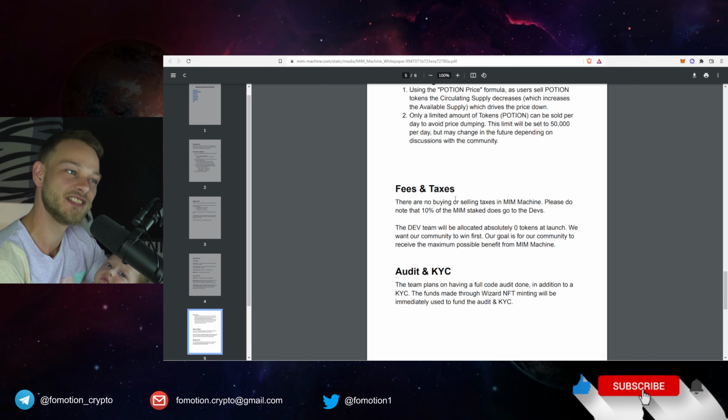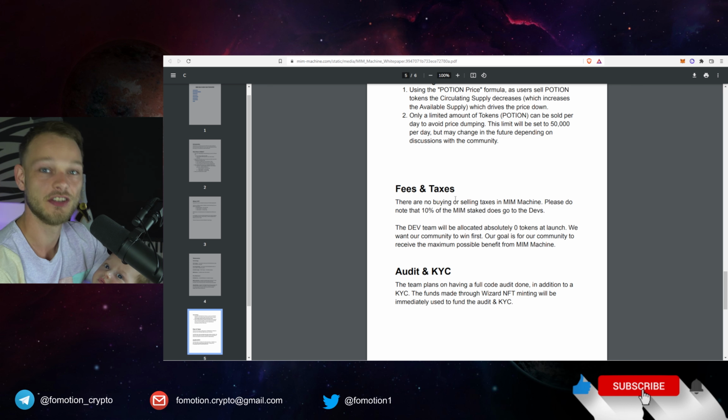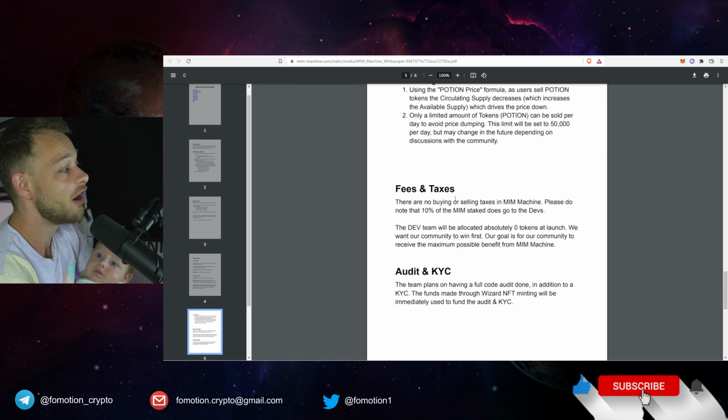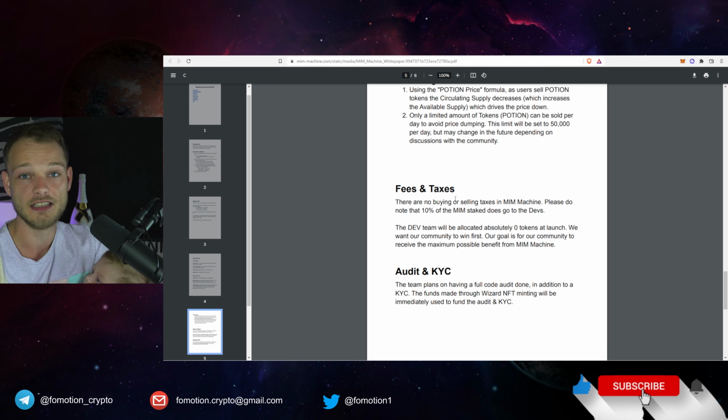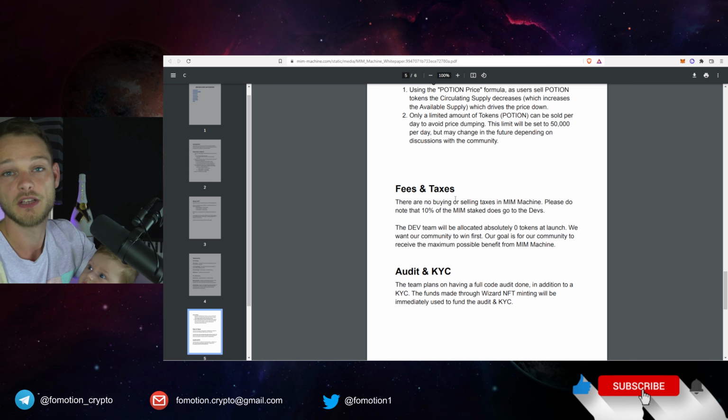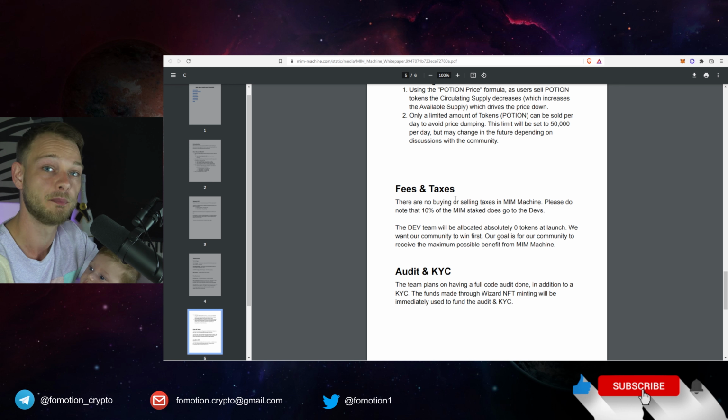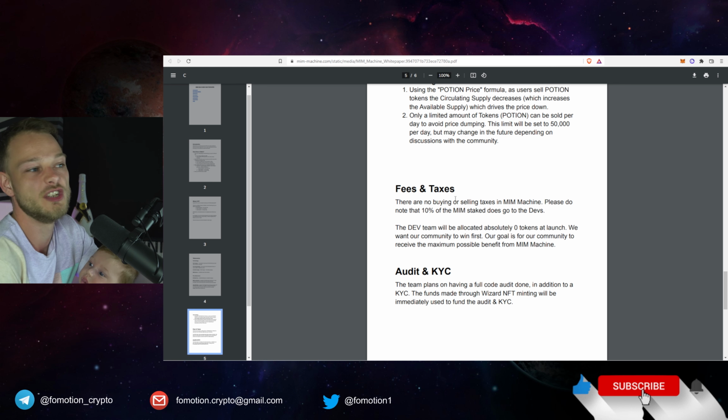And why is this a good project that I trust? Because of this. There are no buying and selling taxes in MIM Machine. Please do note that 10% of the MIM staked go to the devs. And then I trust it a lot more because the devs make a lot of money if the project gets successful, so they don't need to rug it.